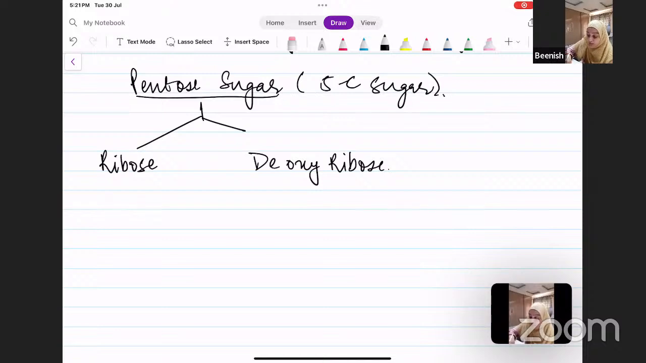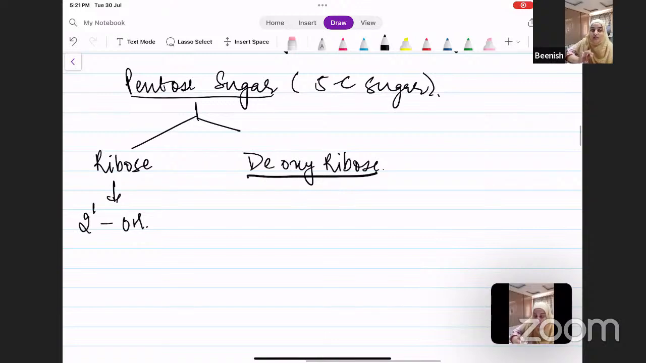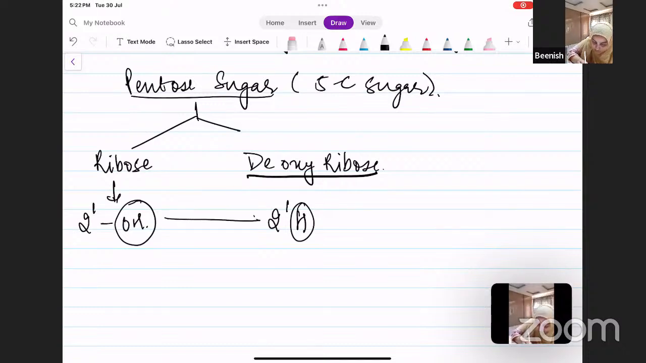And what is the difference between ribose and deoxyribose? That is in the presence of the hydroxyl. In ribose, at the 2' position, there is a hydroxyl group, whereas in deoxyribose that 2' hydroxyl has been deoxygenated and there is only hydrogen present. So your hydroxyl is deoxygenated at the second position in deoxyribose.